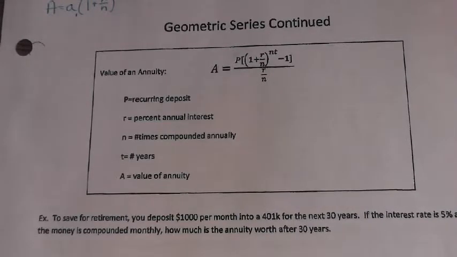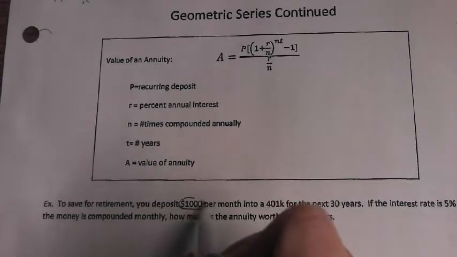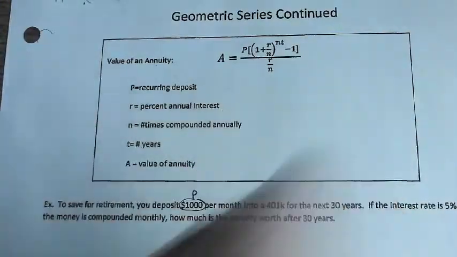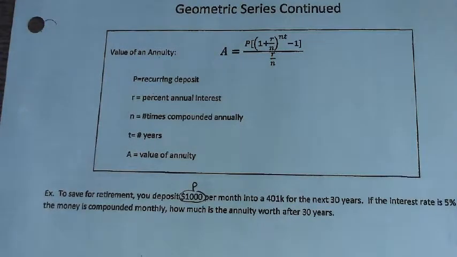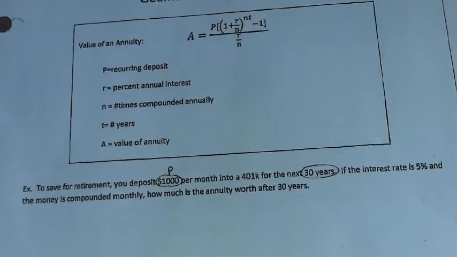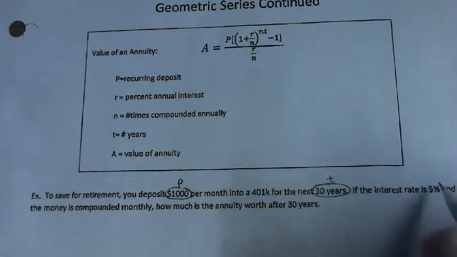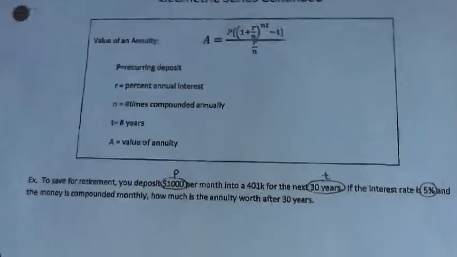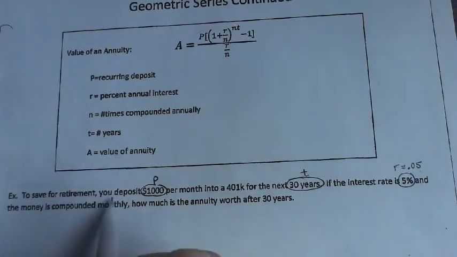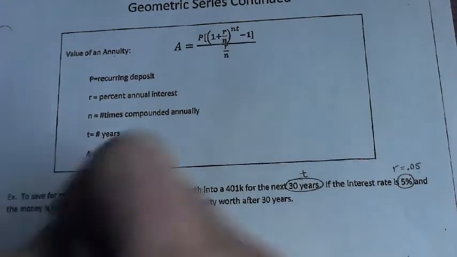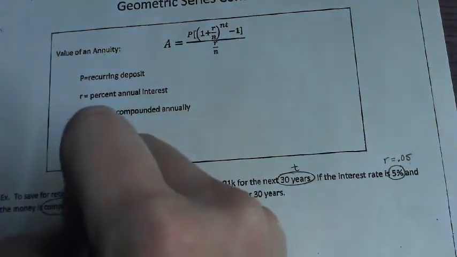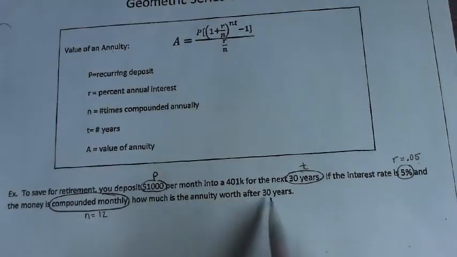So in this particular example, to save for retirement, you deposit $1,000 per month. So what variable does that stand for, Marissa? P. Into a 401k for the next 30 years. Where's the 30 go? Sarah? T. If the interest rate is 5%, what does that give us, Abby? So R equals what? Good. And the money is compounded monthly. Andrew, what's that give us? N equals, yeah, so what number? 12 for monthly. Good. How much is the annuity going to be worth after 30 years?